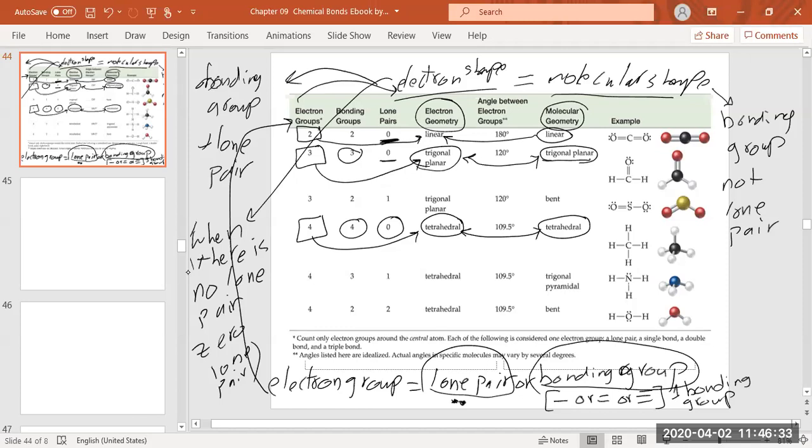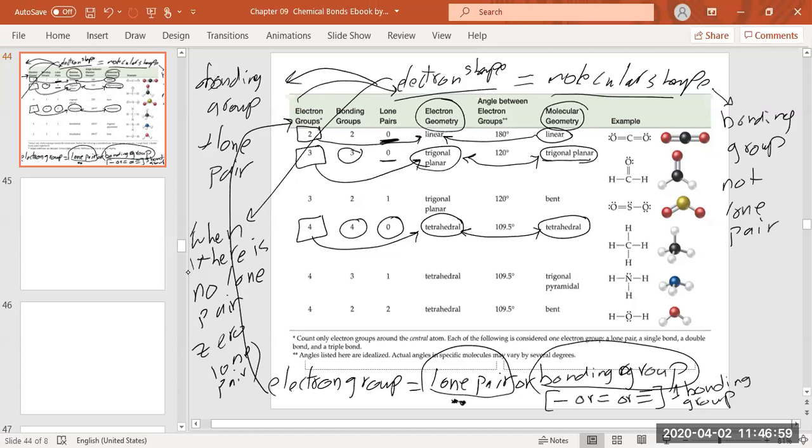Now, if we have one or two lone pairs, the molecular shape will be different. When we have only two electron groups, we don't have the possibility of having a lone pair. We just have one possibility, zero lone pairs. If we had one lone pair, that means we would have two atoms, and two atoms always give you a linear shape.